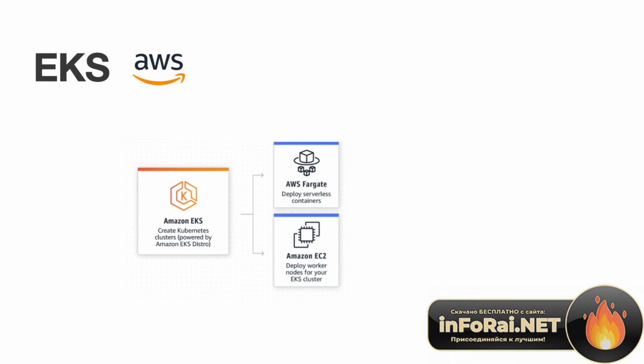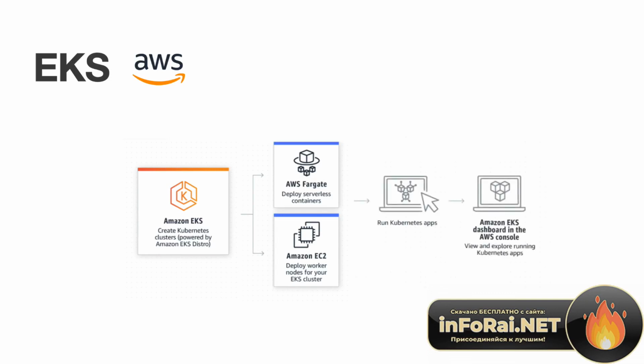The difference between these two is that EC2 is for long running applications, whereas Fargate is mainly for serverless containers, so applications that don't need to be running all the time. And from this, you can see that it's much easier and you can then pretty much just run your Kubernetes applications. And this is really cool.